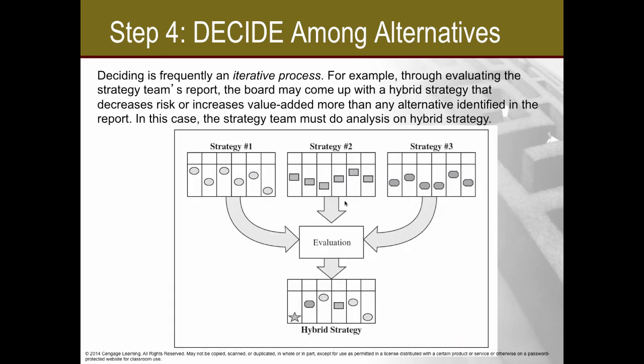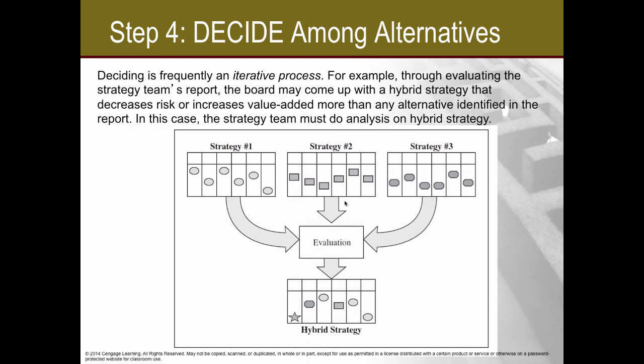Deciding is frequently an alternative process, an iterative process. So deciding is really an iterative process. For example, through evaluating the strategy team's report, the board may come up with a hybrid strategy that decreases risk or increases the value added more than any alternative identified in the report. So basically, with iteration, you want to have low risk and higher values.